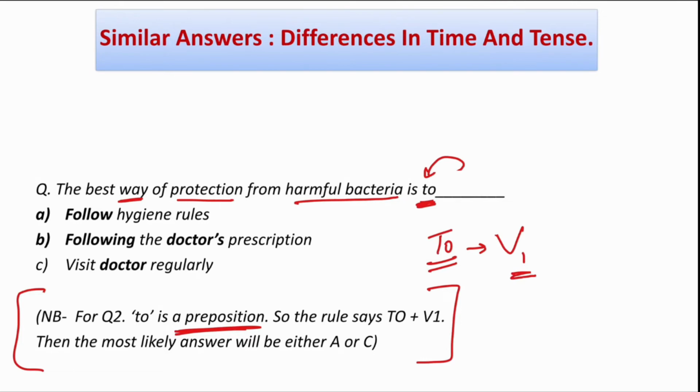So the most likely answer will be either A or C, because A option contains the word follow and C option contains the word visit. Both these words are the verb's first form. So either the sentence will be, the best way of protection from harmful bacteria is to follow hygiene rules, or it can be visit doctor regularly. But it cannot be B answer, because it is saying following the doctor's prescription. Now following is the verb's first form plus ing, which does not suit the sentence and is an incorrect sentence formation. So this is how you can plot the difference in tense to most likely predict the answer in your questions.